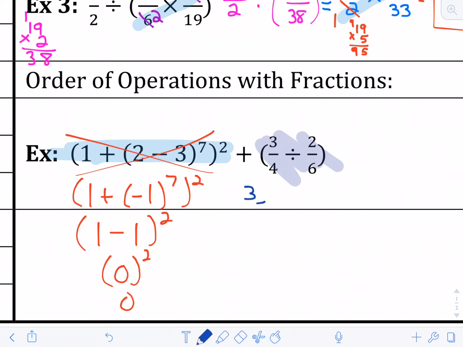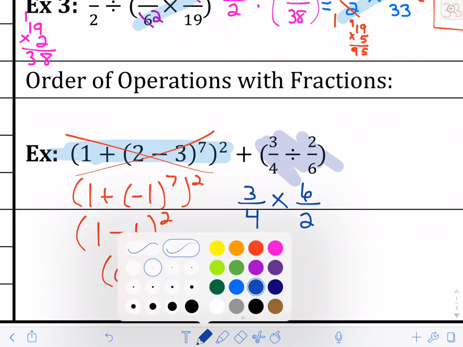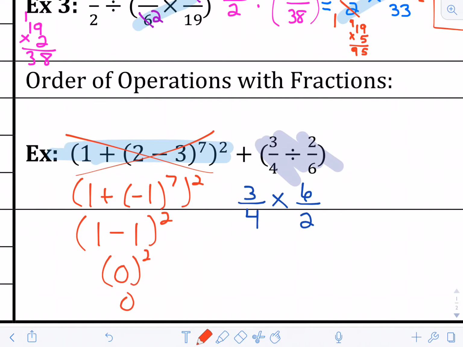So I have 3 over 4 times 6 over 2, because remember when you're dividing by fractions, don't ask why, I flip the second and multiply. So I'm going to look and see if there's anything I can reduce, and there is. The 4 and the 6 in my diagonal are both divisible by 2, so this is going to become a 3, and this is going to become a 2. Then I'm going to multiply across. So 3 times 3 is 9, and 2 times 2 is 4. I can't reduce 9 over 4, so that is my final answer.